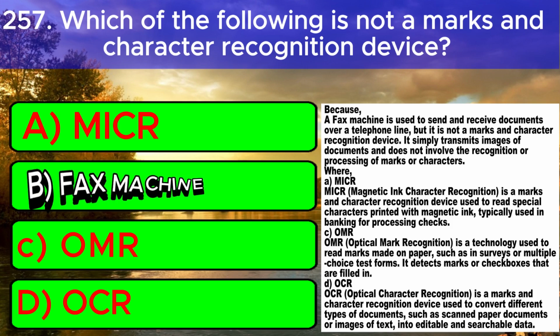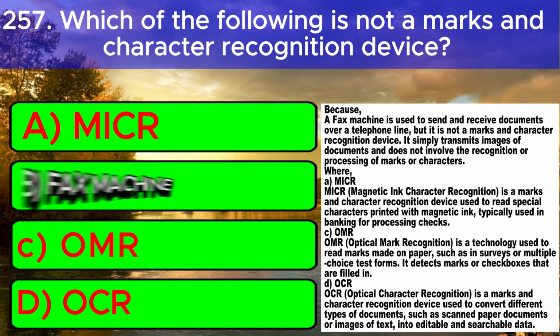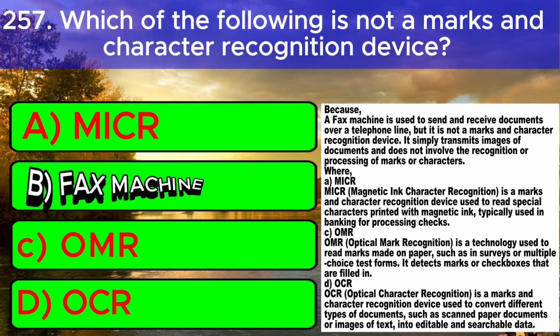D. OCR, optical character recognition, is a marks and character recognition device used to convert different types of documents, such as scanned paper documents or images of text, into editable and searchable data.